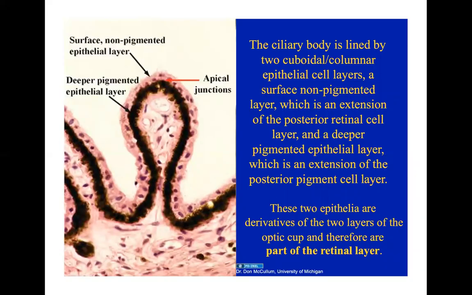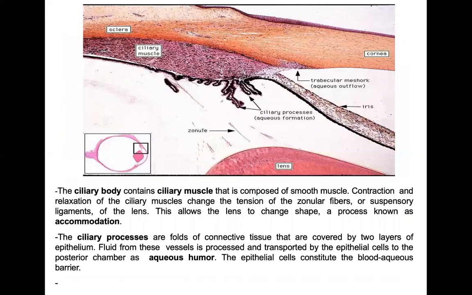Now, the ciliary body is lined by your two epithelial layers. You have your cuboidal and your columnar epithelial cell layers. Now, these are usually derivatives of the optic cup, and therefore these epithelial cell layers are part of, strictly speaking, the retinal layer. Okay, so again, you have here your ciliary muscle. This is usually composed of smooth muscle.